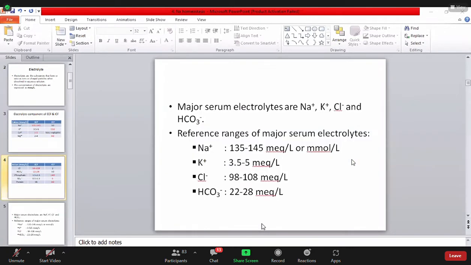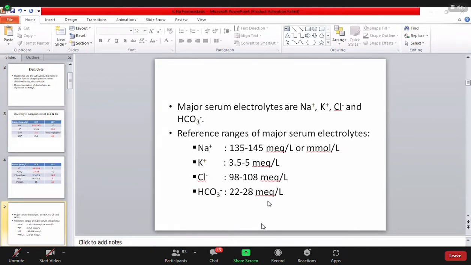Now another viva question: what are the major serum electrolytes? Serum means ECF. Serum is a part of ECF. And major means this electrolyte has key functions in our body, so they are called major. What are they? Major serum electrolyte means you have to tell only 4 names: sodium, potassium, chloride, and bicarbonate ion. And you have to know the normal value of these 4 electrolytes very well. This is a basic question, and if you don't answer this question, your viva will be very bad.